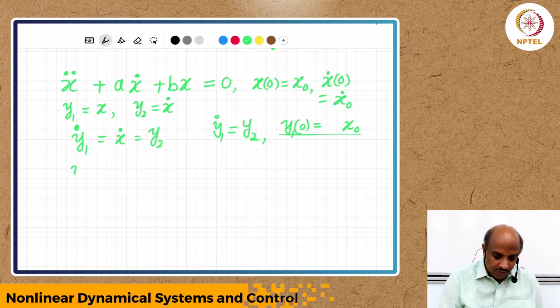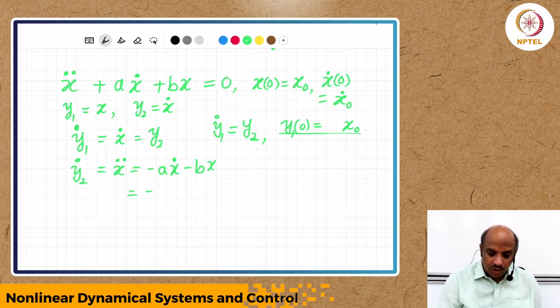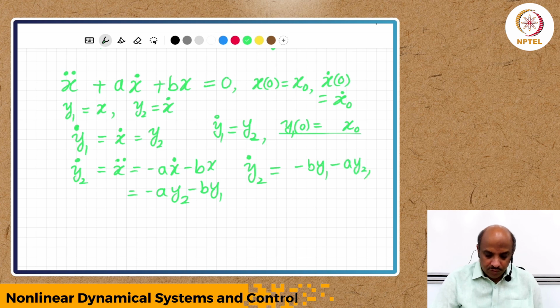So now if I take the derivative of y2, then that is nothing but derivative of x dot, which is x double dot. Remember, again, the technique demands us to write everything in terms of y1 and y2. So how do we eliminate x double dot? Well, that's where we have to suddenly remember that we have a second order differential equation in terms of x double dot, right? But x double dot, if you look at the equation, is nothing but minus a x dot minus b x. And using the fact that x dot is y2 and x is y1, I essentially get y2 dot is equal to minus b y1 minus a y2. And of course, the second initial condition, which is x dot of 0 is equal to x dot 0, is going to be y2 of 0 is equal to x dot 0.